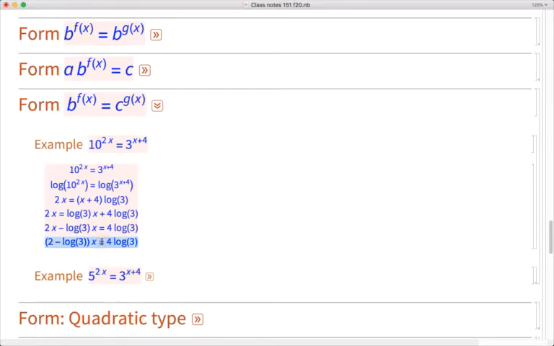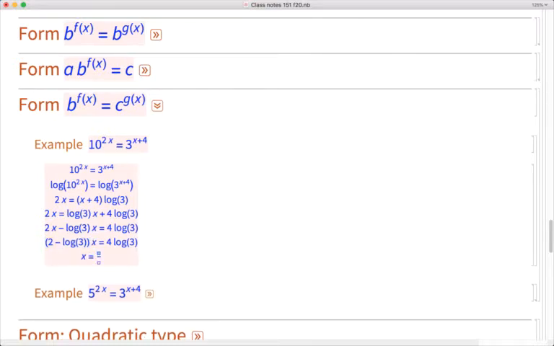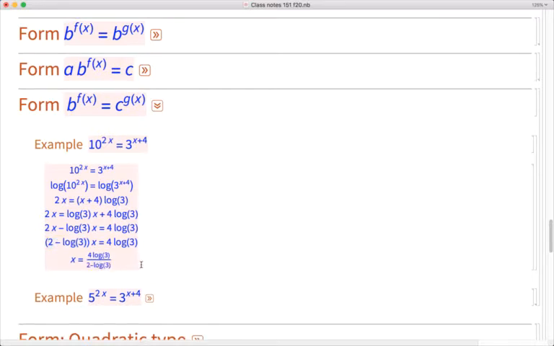And then our last step is simply to divide through by this coefficient on the x. So our x will be 4 log 3 divided by this constant. Again, I know I'm repeating myself here, but a big challenge is just treating these logs of a constant as just a normal constant and just dealing with it symbolically.